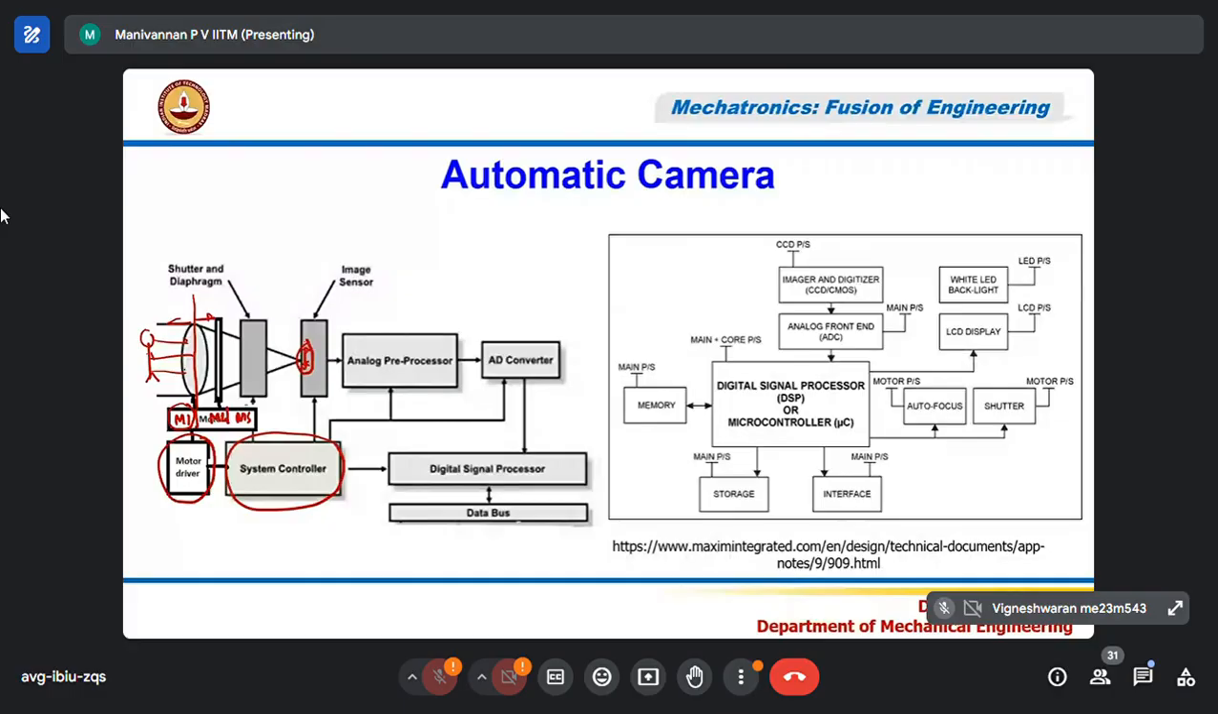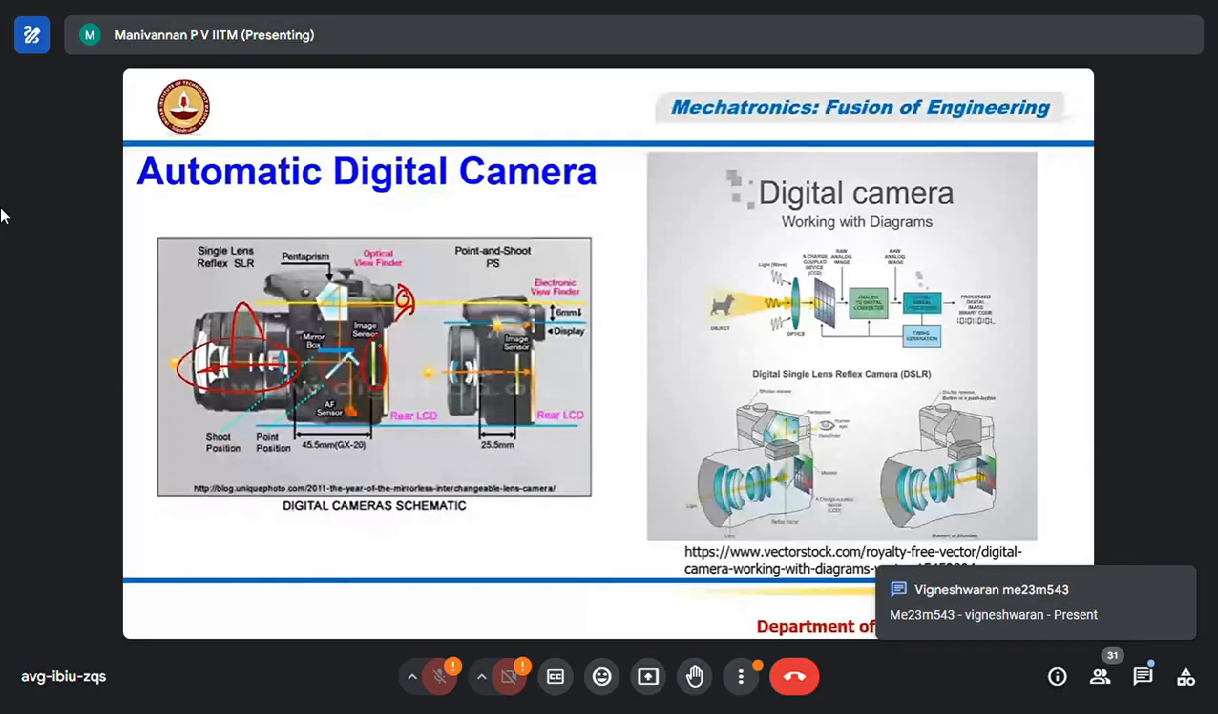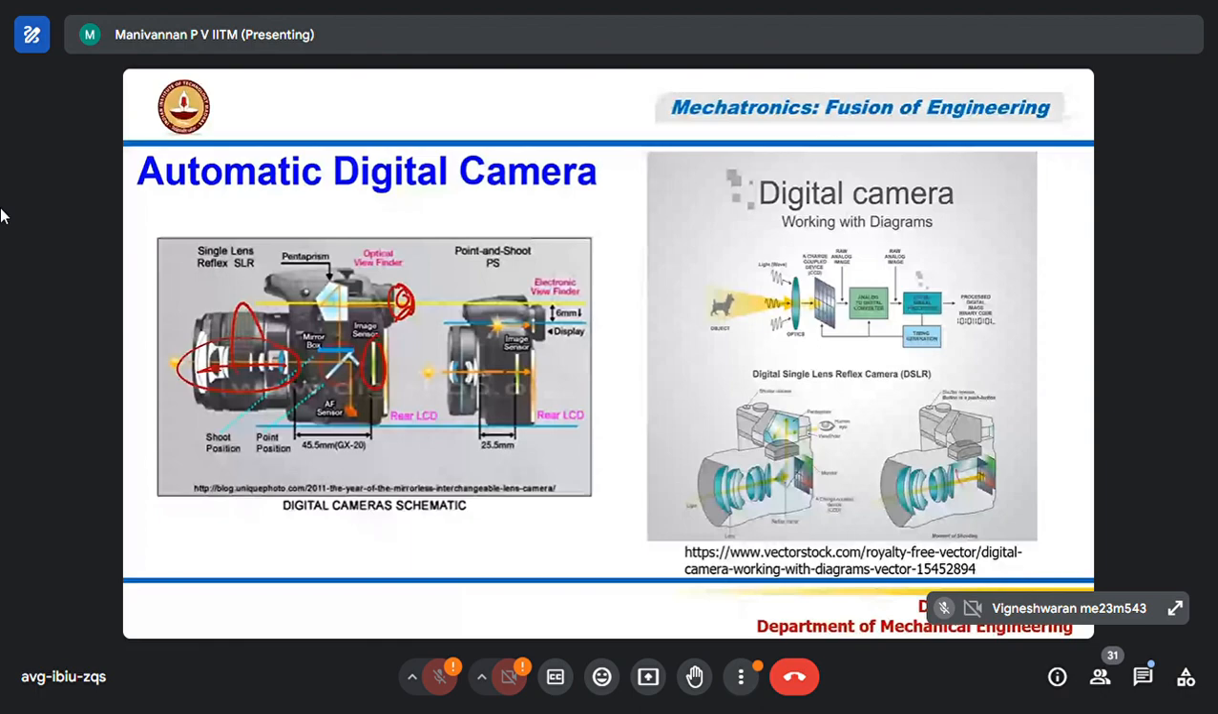Now, how does this work? This is an automatic camera. In a manual camera, you see through your eyes and adjust the barrel manually using your fingers, so the lens goes front and back and the sharp image comes on this and you can see it here. That is a manual camera. A digital camera has control of the digital image sensor.